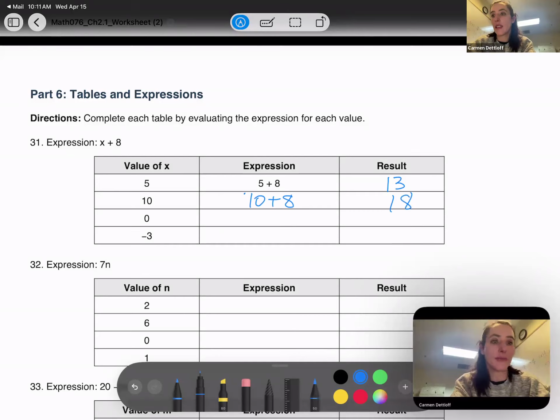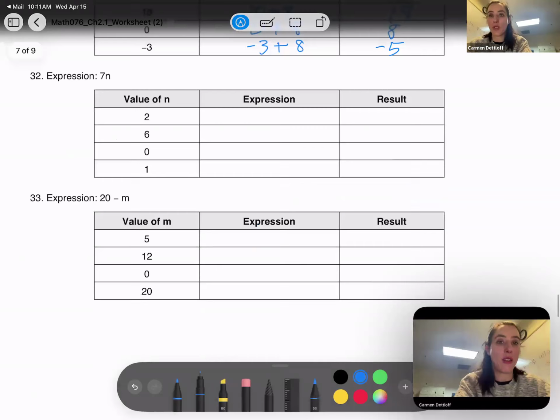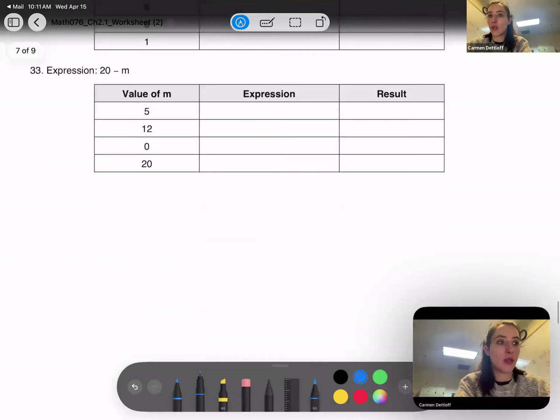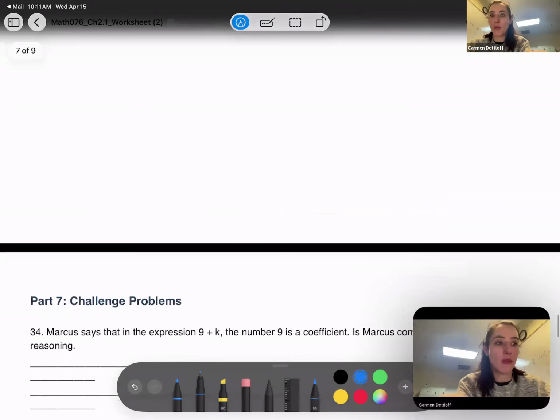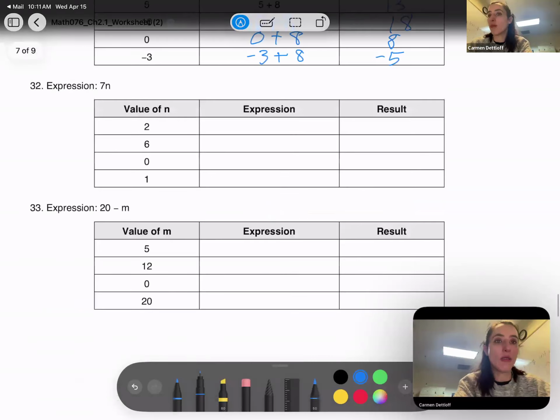Now 0, I'm going to replace x with 0. I get 0 plus 8, and 0 plus 8 is 8. Now I have negative 3. Negative 3 plus 8 gives me negative 5. Nailed it. Okay, I'm going to let you do 32 on your own, and we will see if we have any more. I will let you do both of those on your own.